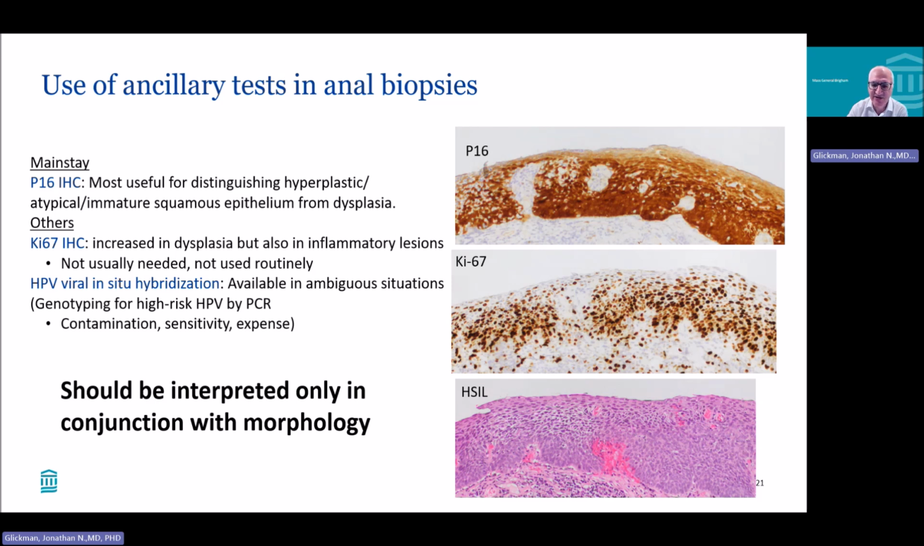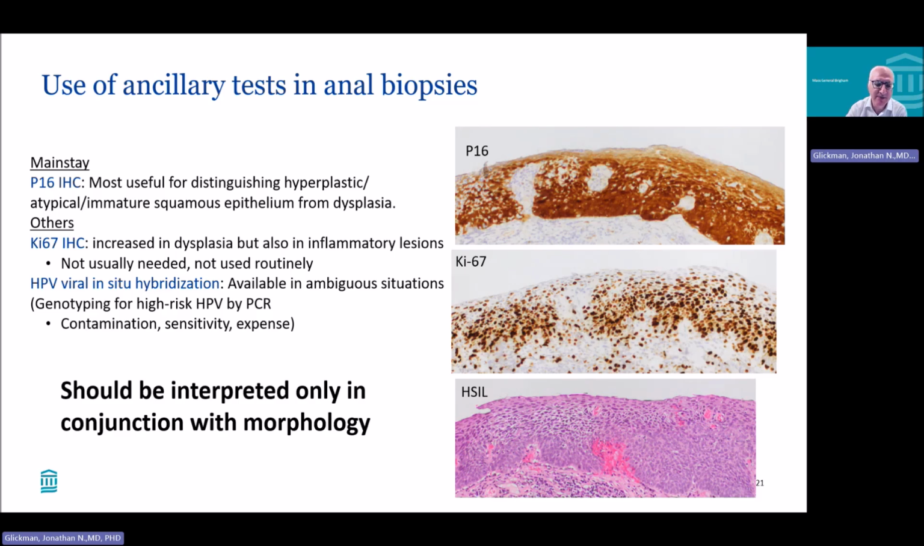Other stains such as Ki67 proliferation marker, these can certainly be increased in dysplasia, like we see in this example here, where there's many positively staining nuclei, but this is certainly more than normal squamous epithelium, but there is considerable overlap with inflammatory lesions. So I would say this is usually not needed, and we do not use it routinely, although it can be helpful at times. HPV viral in situ hybridization, again, usually not needed, but it can be available in ambiguous situations if one's looking for evidence of high-risk HPV or low-risk HPV infection.